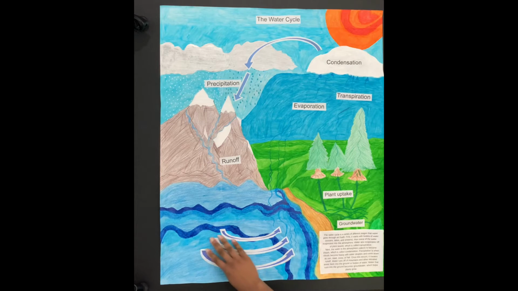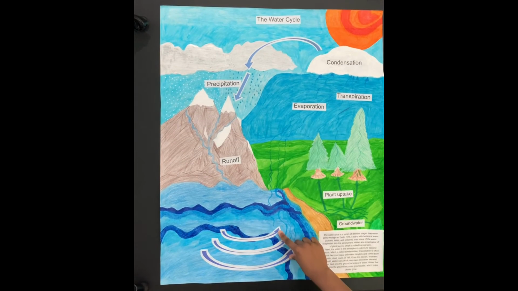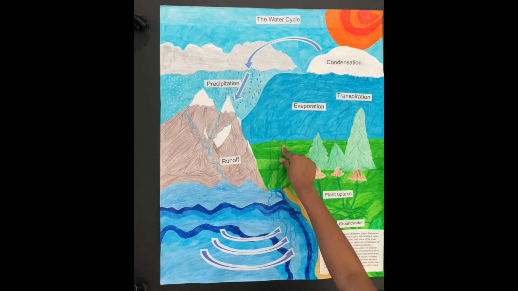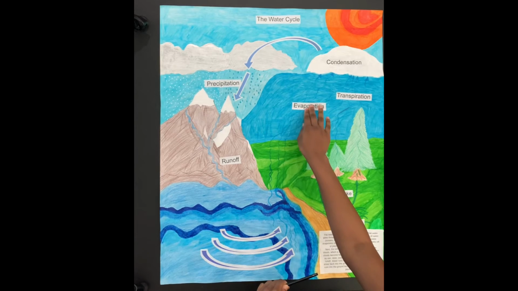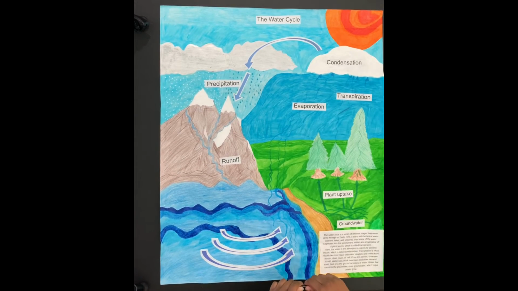Now, the arrows right here, these arrows represent water currents, and they also represent water evaporating into the atmosphere. These arrows right here. This word here is evaporation. Evaporation means that water evaporates or travels into the atmosphere and comes up into the sky to create condensation or clouds.